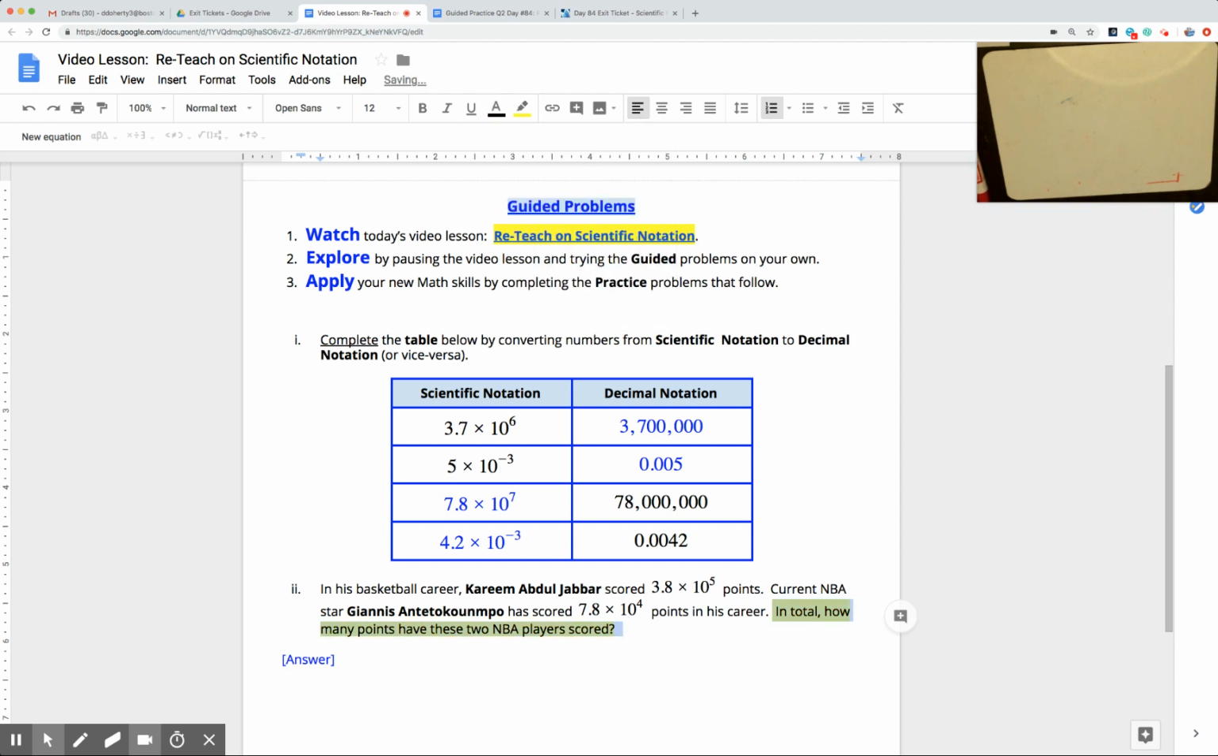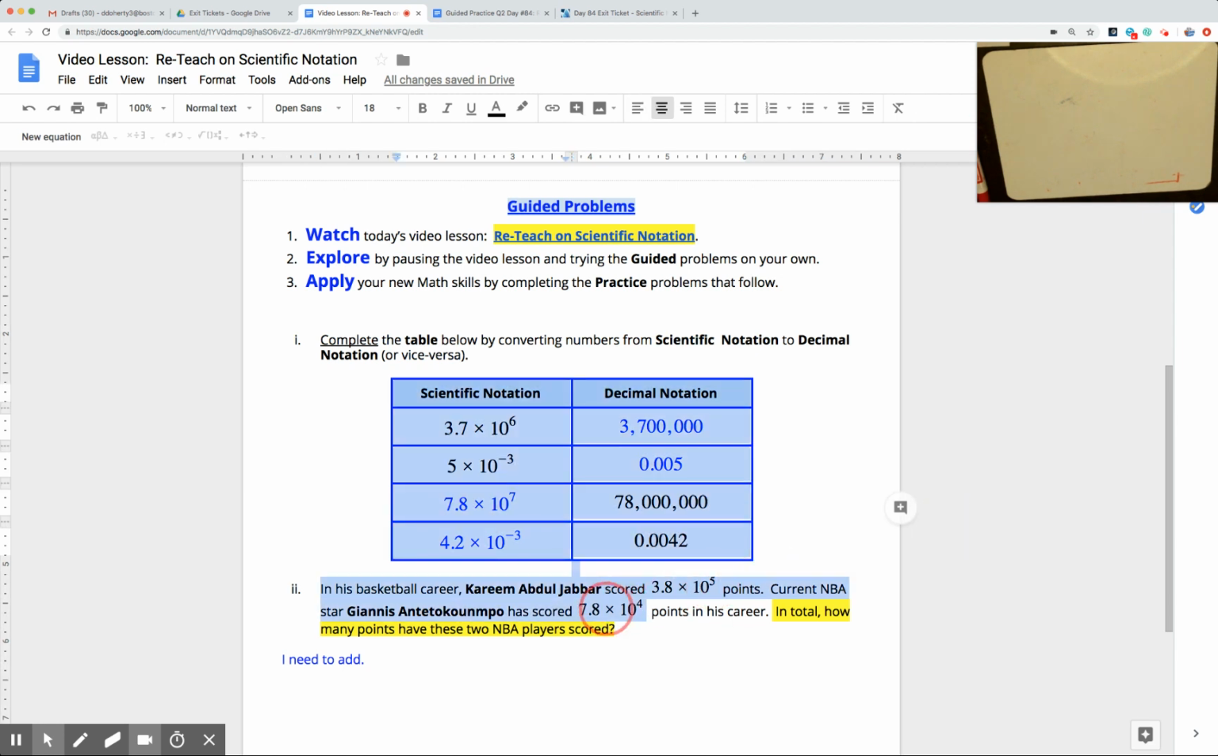identify the question. My job in this problem ultimately is to figure out how many total points these NBA players have scored. Every time I see the word total, I know total says I need to add here. That's what that word problem is telling me. I need to add if I'm seeing in total. This helps me understand now the only challenge. Kareem's points and Giannis's points, they're in scientific notation. Not only that, they have different powers of 10.